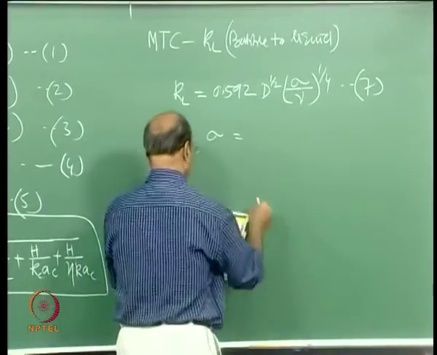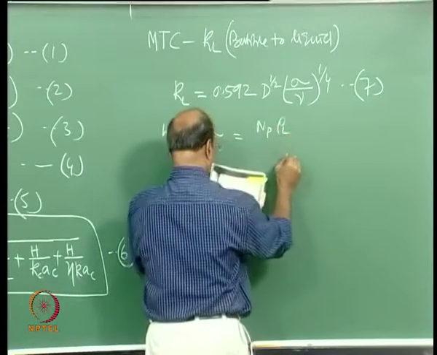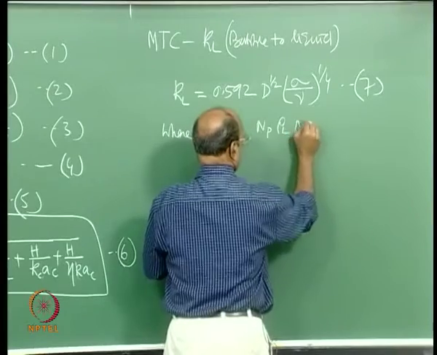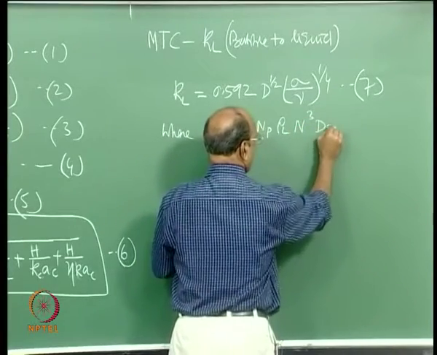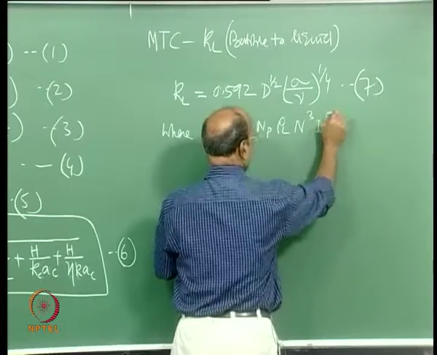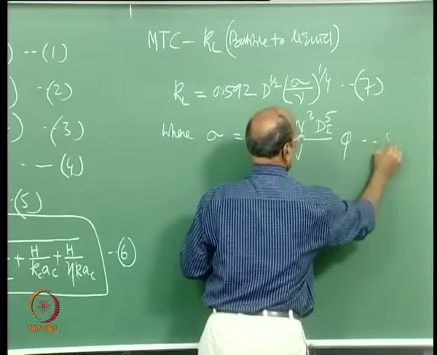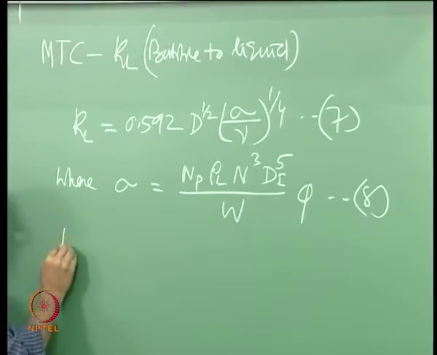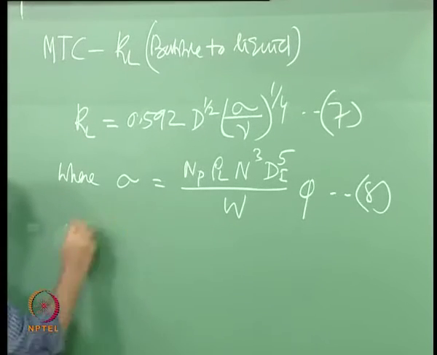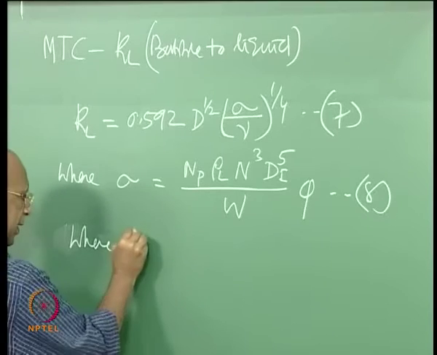Now where sigma is NP, rho L, N cubed, DI to the power of 5 by W into phi. So this is equation 8. I think here we have to write where.